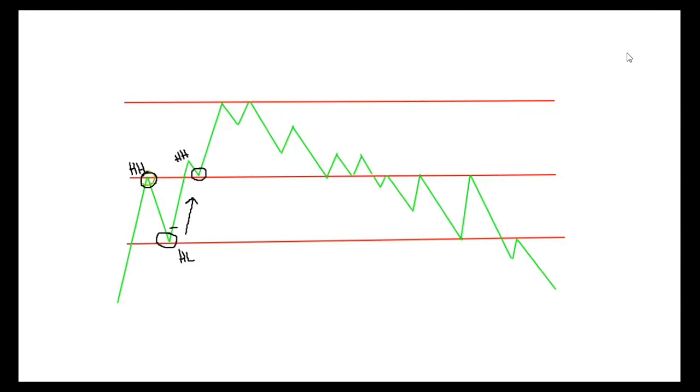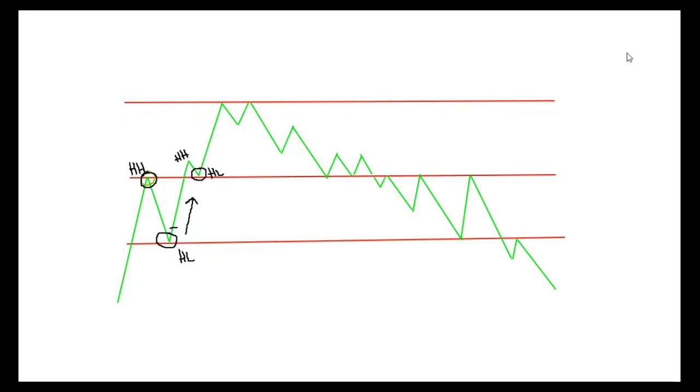Now this is my level of support. So I'm at another higher low point. And this is another higher low point because this higher low is higher than this higher low. So we got a new higher high and a new higher low. So my previous higher low is down here. This is my previous higher low. I have a new higher low.